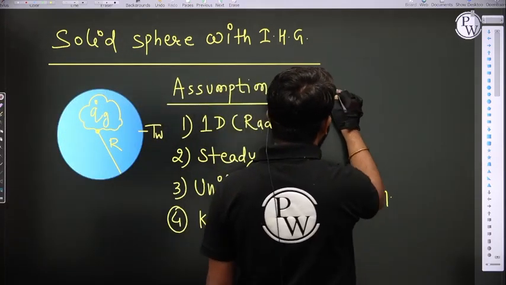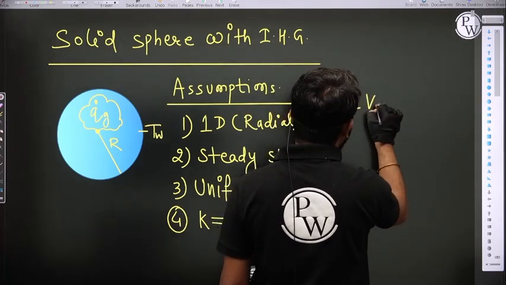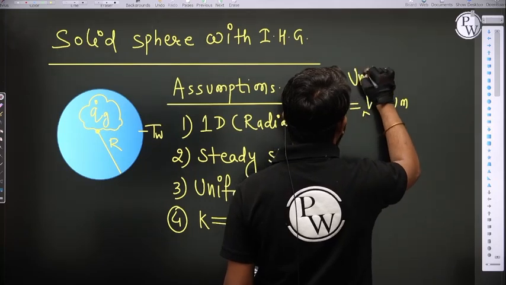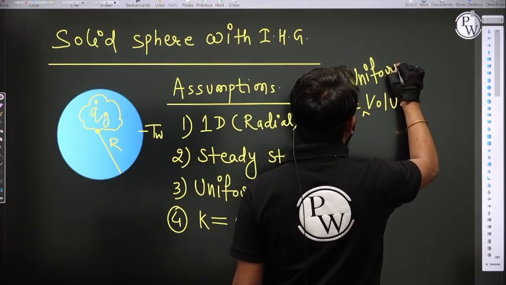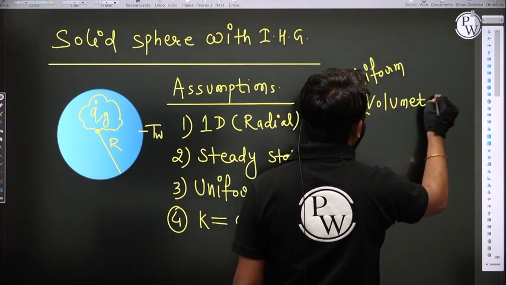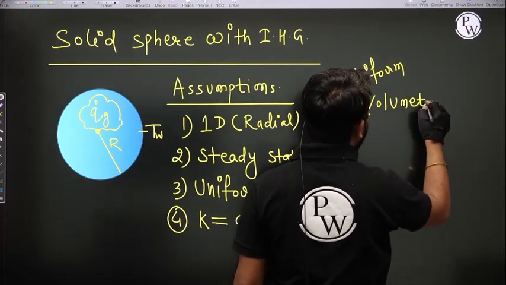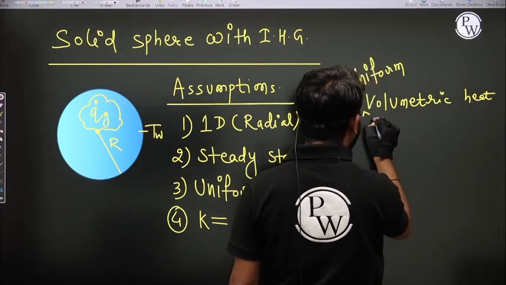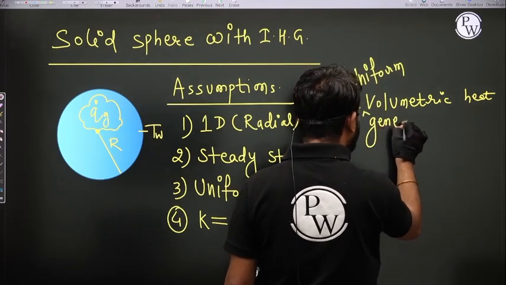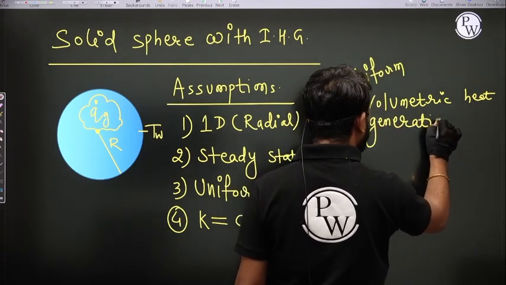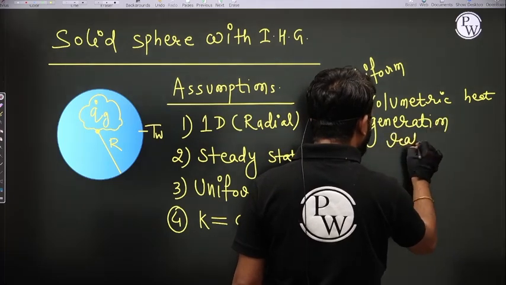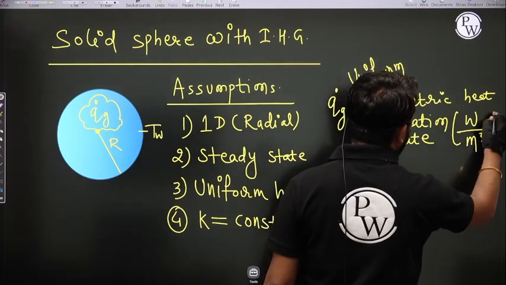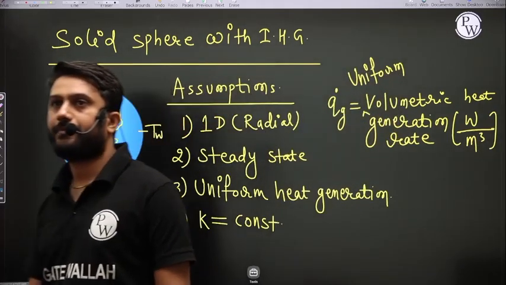So what is Q dot G? This Q dot G is the uniform volumetric heat generation rate, and it is in watt per meter cube.